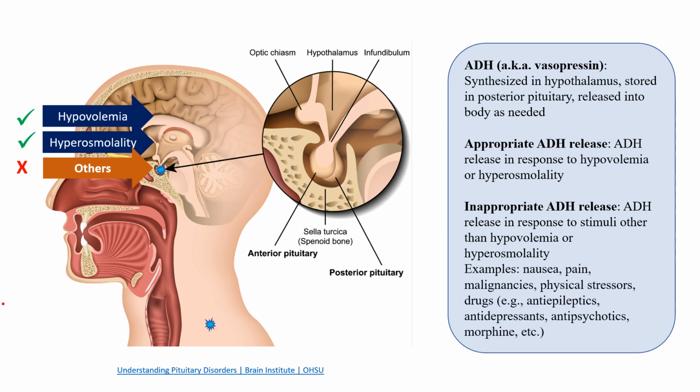Common conditions that lead to inappropriate ADH release include nausea, pain, malignancies, physical stressors, and neuropsychiatric drugs such as antiepileptics, antidepressants, antipsychotics, morphine, etc.